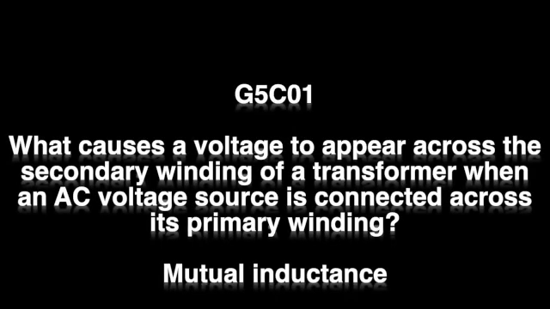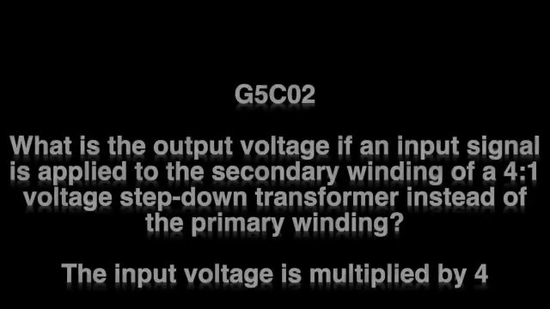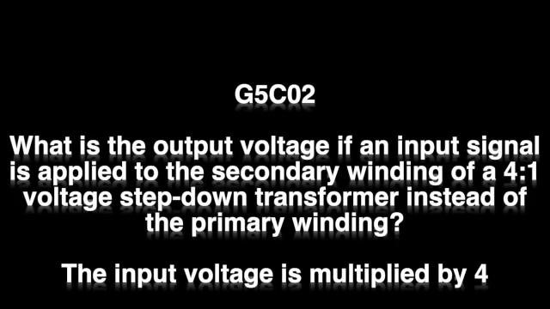G5C01. What causes a voltage to appear across the secondary winding of a transformer when an AC voltage source is connected across its primary winding? Mutual inductance. G5C02. What is the output voltage if an input signal is applied to the secondary winding of a 4-1 voltage step-down transformer instead of the primary winding? The input voltage is multiplied by 4.